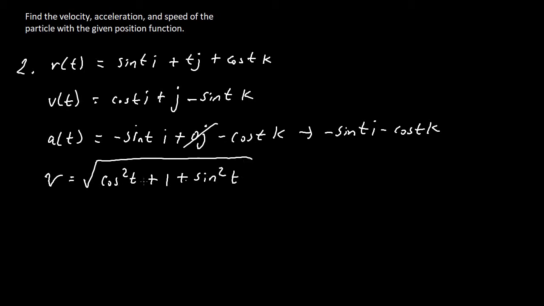Once again, cosine squared plus sine squared equals 1, and 1 plus 1 equals 2. So we're going to get the square root of 2 as the speed. So once again, speed can either be written as the Greek letter upsilon, or it could also be written this way, the magnitude of simply the velocity.